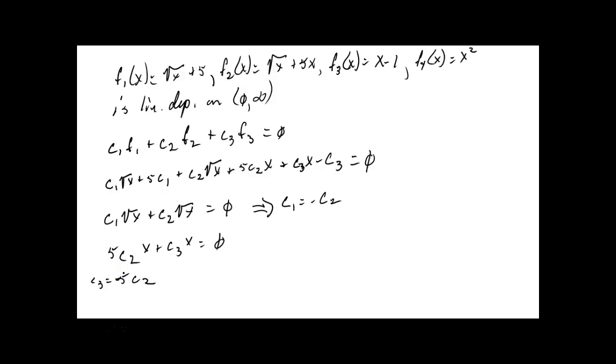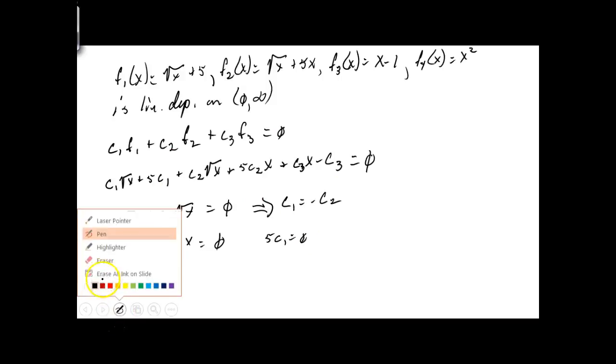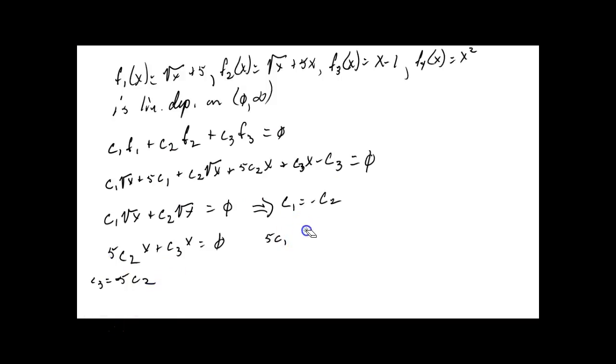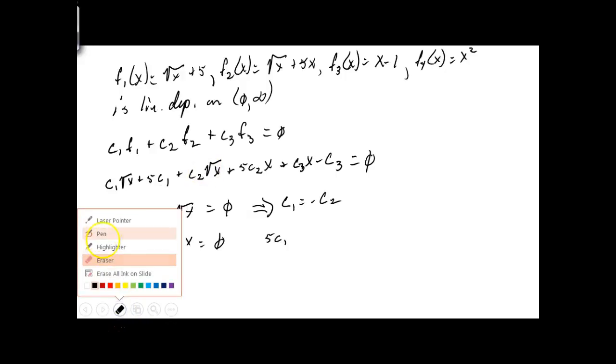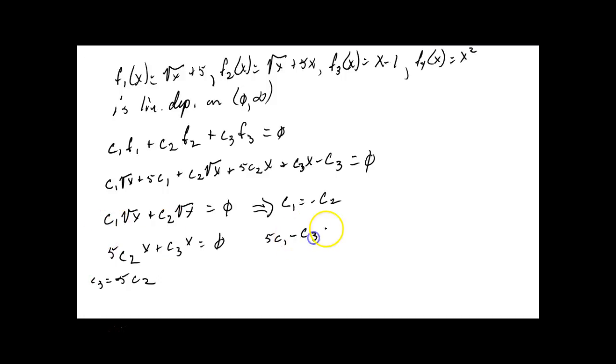We'll come back to that in a minute. Now the constant terms: 5C1 minus C3 has to equal 0, which indicates that C3 has to equal 5C1.